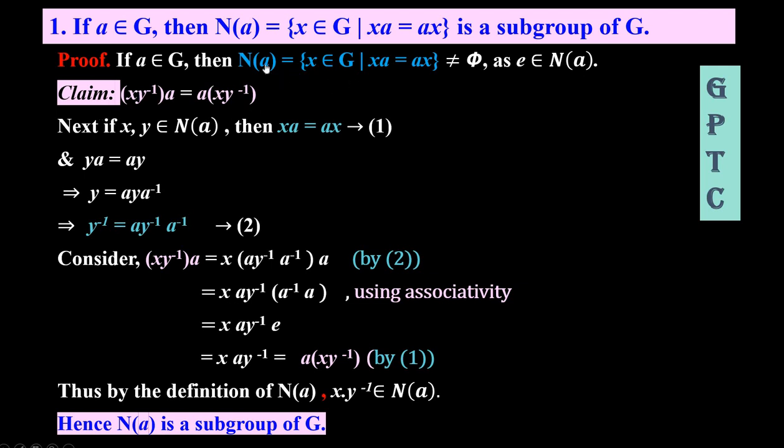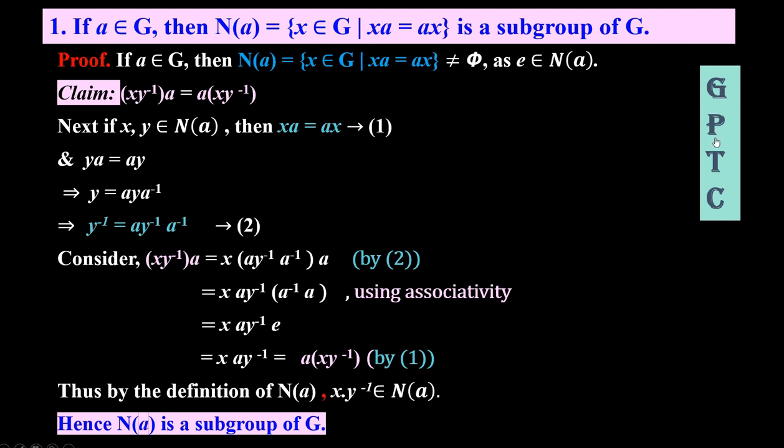To show that it is non-empty, we have to produce an element. The obvious element is the identity element E of G, which is present in N of A, because E commutes with A. E commutes with all the elements. In particular, it commutes with A, so it can be present in N of A. If any element has to be in N of A, it has to commute with A. Because E into A is the same as A into E, we have E belonging to N of A. So N of A is non-empty.